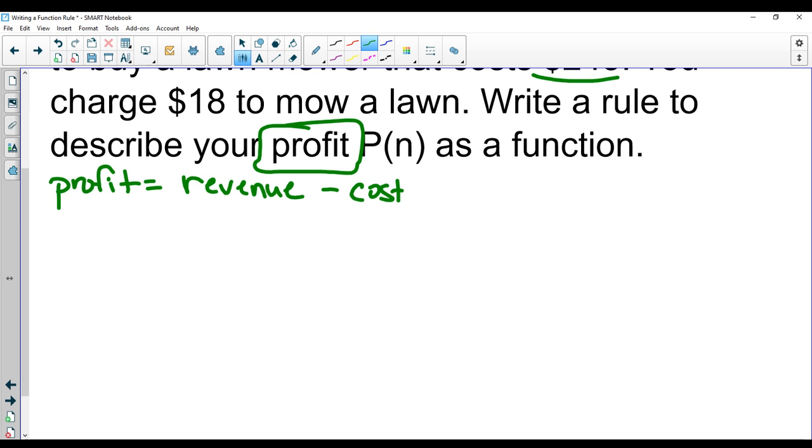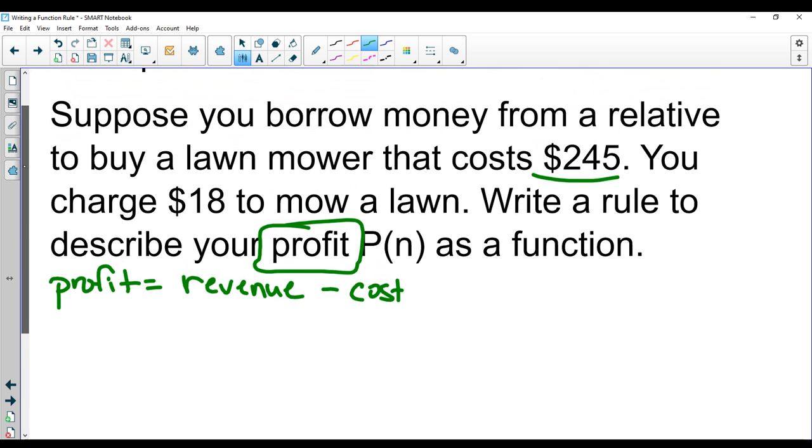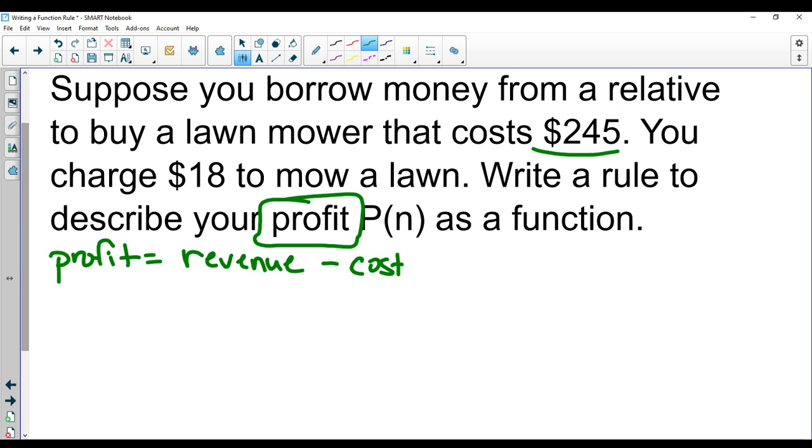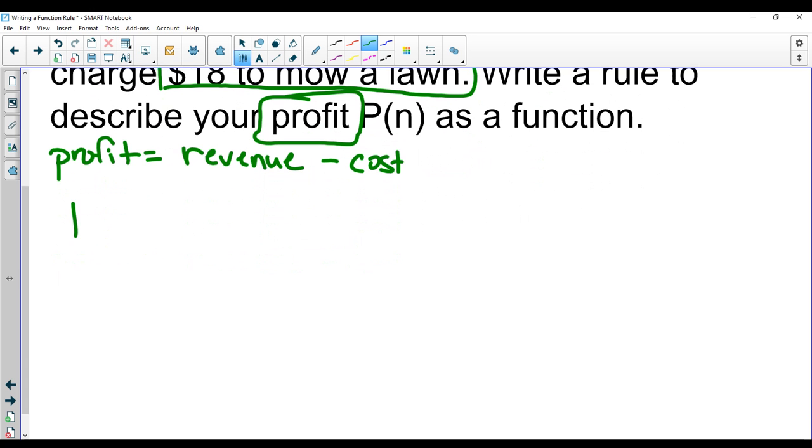So let's figure out our revenue. Revenue comes from this line right here, $18 to mow a lawn. So for every yard you mow, you're going to get $18. So you mow 1 yard, it's 18. 2 yards is 36. 3 yards is 54. You're multiplying each yard you mow by 18. Okay? So I'm going to say P of N.